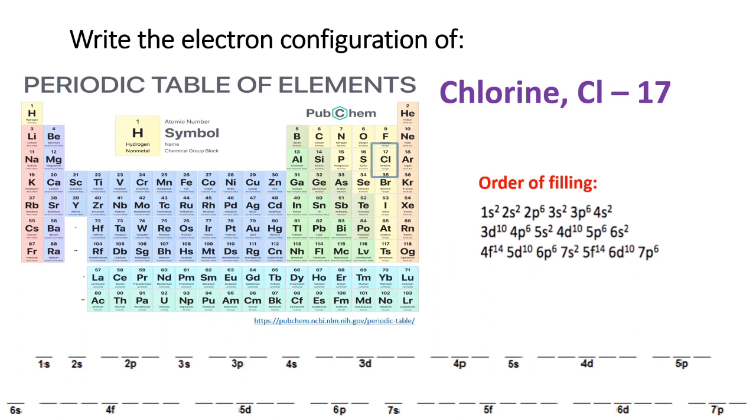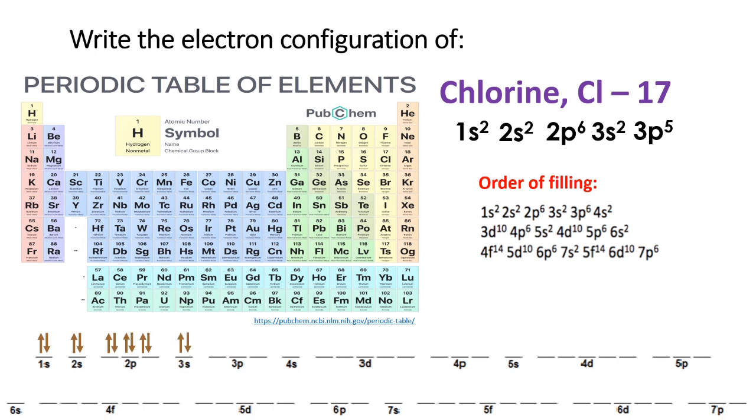How about the electron configuration of chlorine? Chlorine has 17 electrons. Its electron configuration is 1s2, 2s2, 2p6, 3s2, 3p5. Its orbital notation: 1s2, 2s2, 2p6, 3s2, and 3p5.